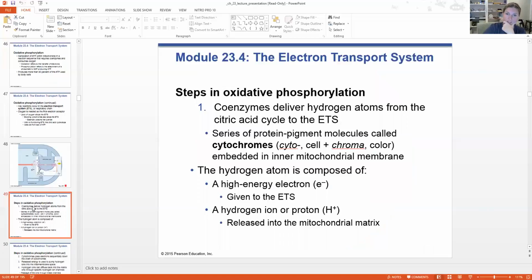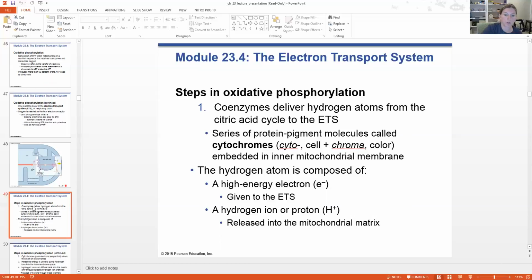So here are all of the steps in case I talk too fast or in case you would rather read them than listen to me. These coenzymes, NADH and FADH2, are bringing the hydrogen atoms, which were created from the citric acid cycle, over into the electron transport system. All of these pigment molecules we call cytochromes are embedded in this inner lining of the mitochondria, and these are going to reduce our coenzymes.